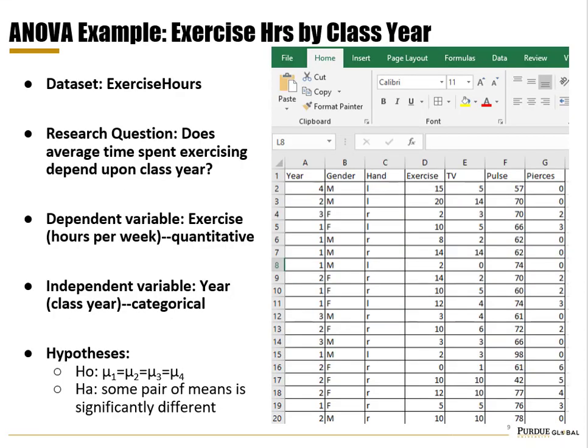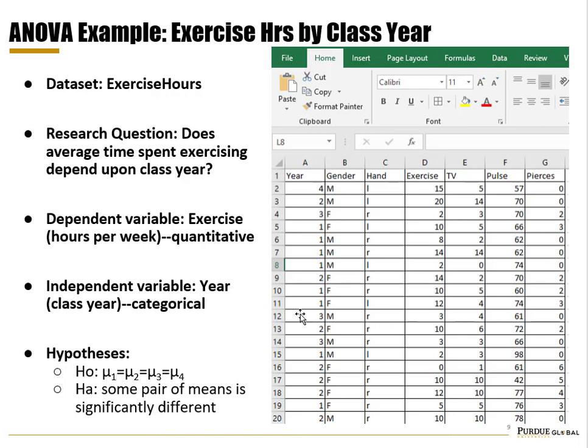Okay, let's look at an example, right, where we've got these exercise hours, all these different qualitative things, and then how many hours they exercise, and then a bunch of other stuff. The research question: does average time spent exercising depend upon the class year? So basically this one, right? Whether they're freshman, sophomore, and so on and so forth. So your dependent variable is your hours per week of exercise, which is quantitative. The independent variable is the year that you're in school, right? So that's categorical.